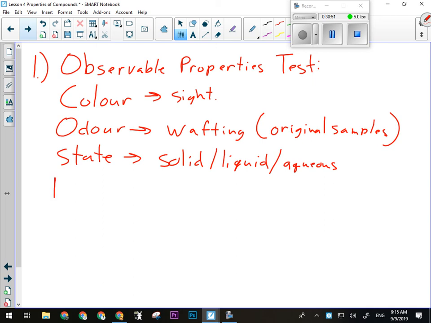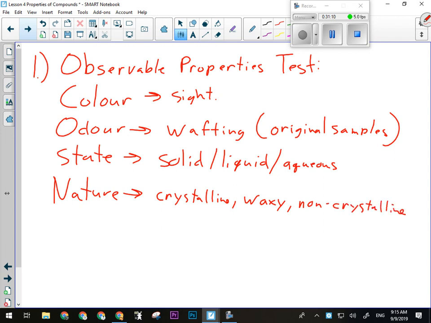Okay, nature. What I mean by nature is, if it's a solid, is it crystalline, waxy, non-crystalline, etc. Just the nature of the solid. So basically those are the things that we're going to be looking for.